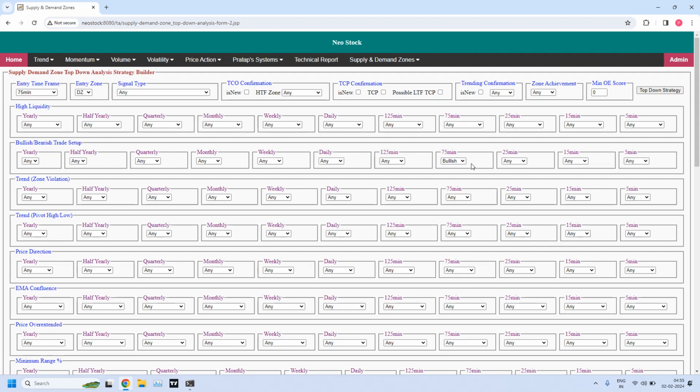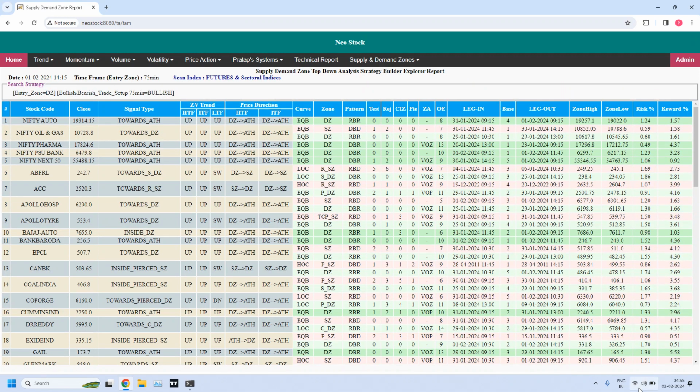Now without setting any filters, let us see how many stocks we are going to get. This is a bullish trade setup on the 75 minutes time frame, that is the weekly income trade. See, again, we got a big list. For reference purposes, let me scroll down step by step. Anything you want to refer to, pause the video.